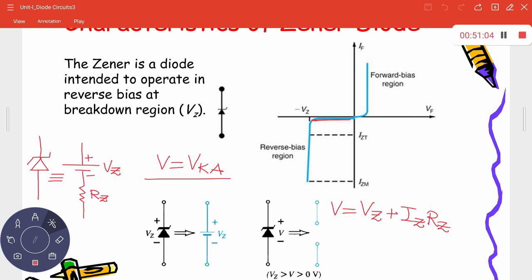Sir, in the reverse bias, does it mean the current should not be greater than IZ max? Yes. Not in the reverse bias as such, I should say. Although it's in reverse, it is basically the breakdown region. Because this breakdown will not happen until your applied voltage is exactly equal to mod VZ or greater than this VZ.